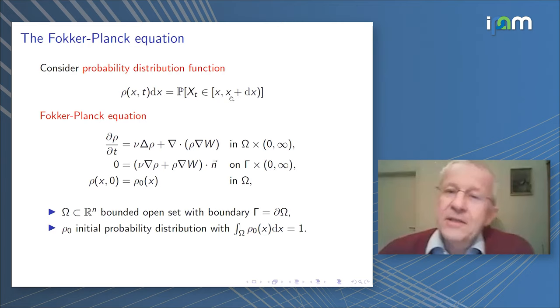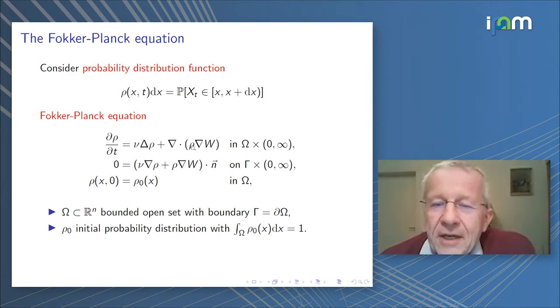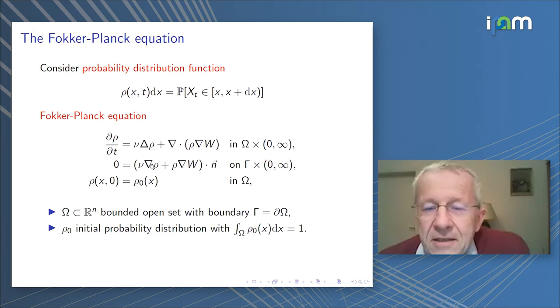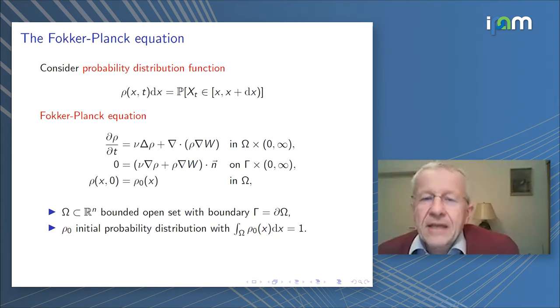this interval x to x plus delta x. It's a parabolic type equation in the variable rho. We had the W on the previous slide. There's a variational boundary condition, initial condition. All right. And of course, since it's a probabilistic object, the integral over the domain should be one. Now controlling those.